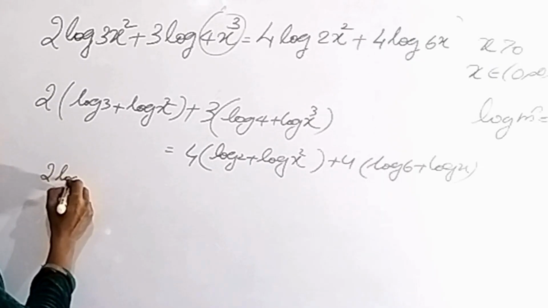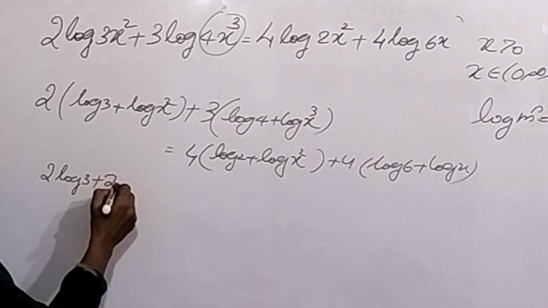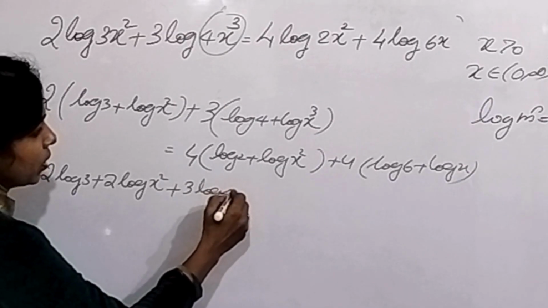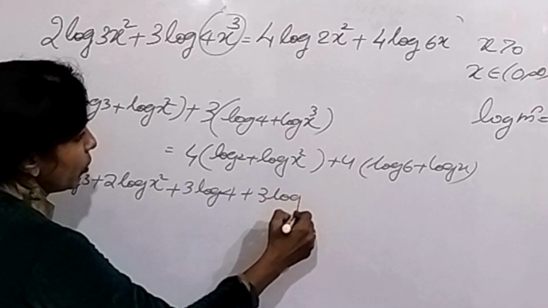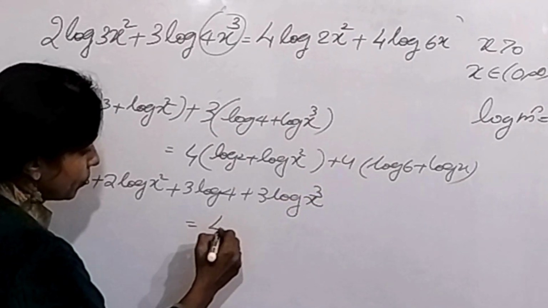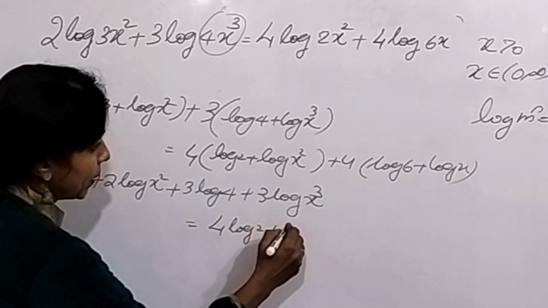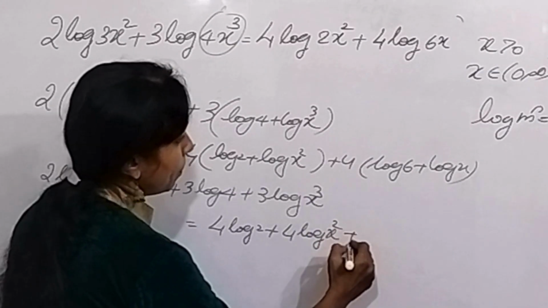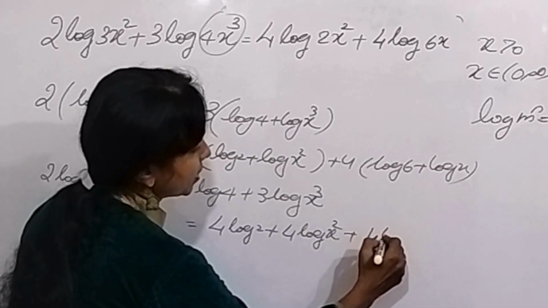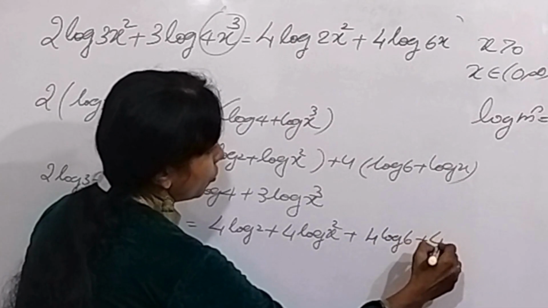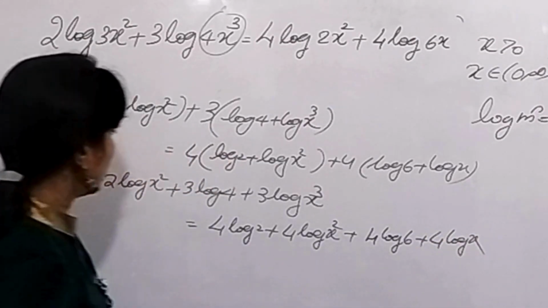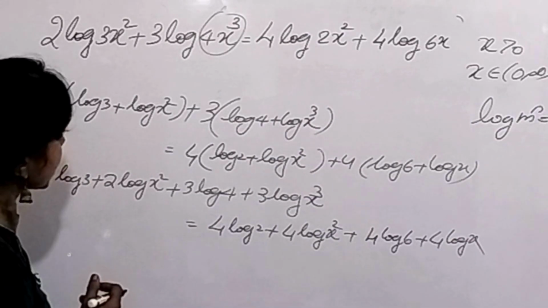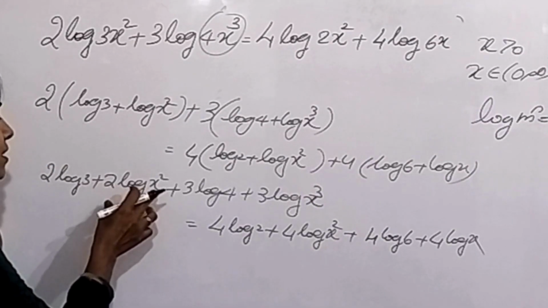So 2 log 3 plus 2 log x² plus 3 log 4 plus 3 log x³ is equal to 4 log 2 plus 4 log x² plus 4 log 6 plus 4 log x. Now we have to just club the terms of log x here. So here, how many log x are here? So now we can again split this term.